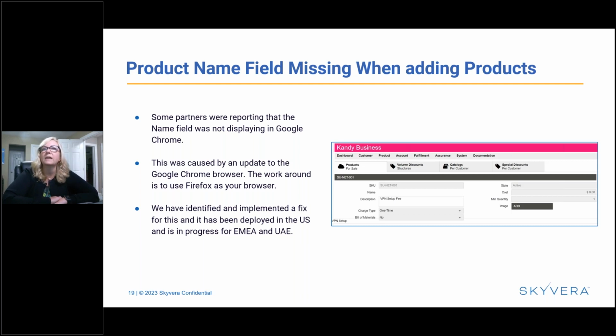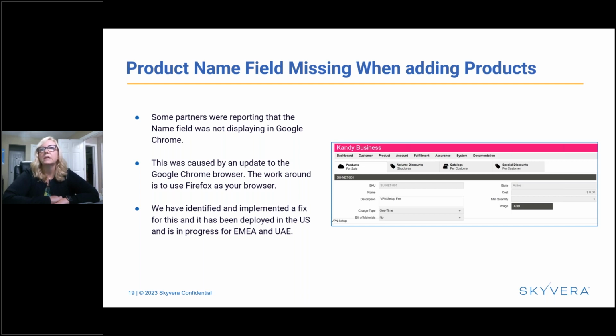So the workaround is to download Firefox if you don't already have it and use that to log into the admin portal, and then you can make those changes. I know a few of you had worked through this, and of course, I manage a lot of your catalogs too, so I noticed it right away. We've implemented that fix in the United States, the USA node. It's not yet in the EMEA or the United Arab Emirates node, and so for those, you still need to use the workaround.